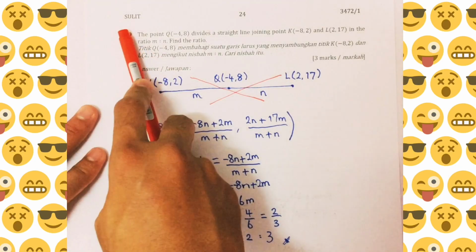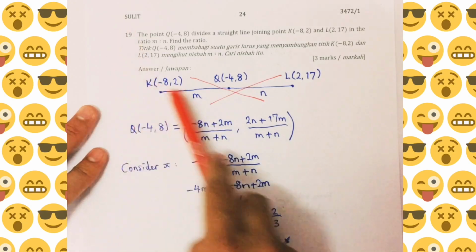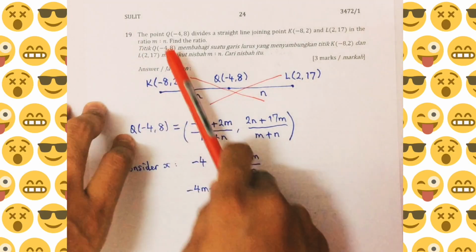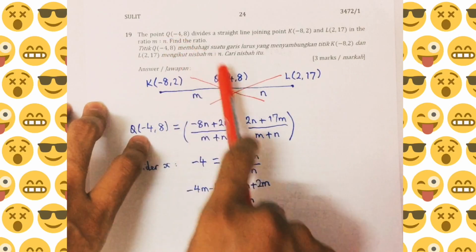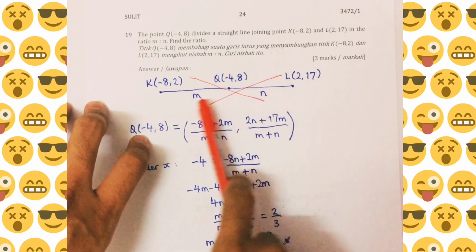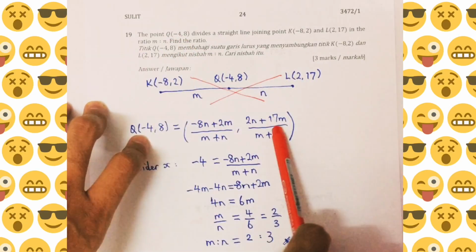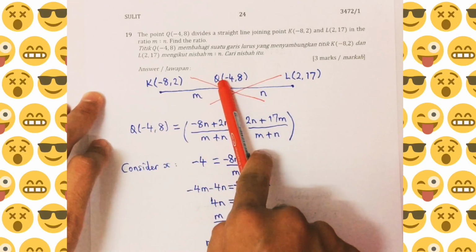Okay, question number 19 is about coordinate geometry under division of line of segment formula. If you draw your diagram, your Q should be in the center, your K and L on the side, and then just label everything and then use cross method. You write Q negative 4, 8 outside.